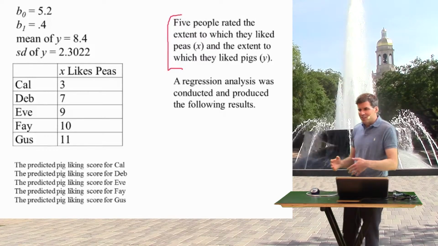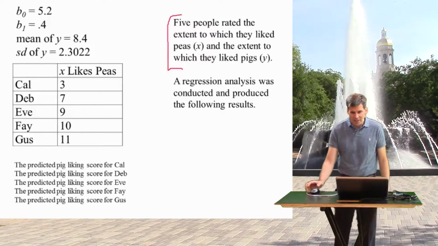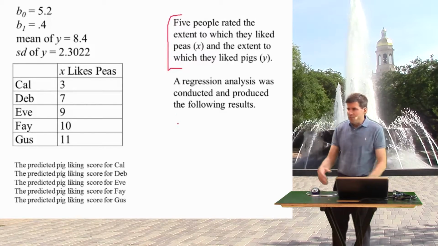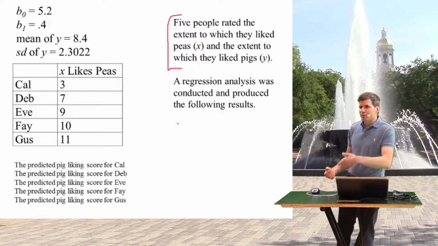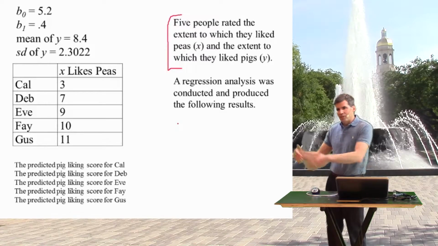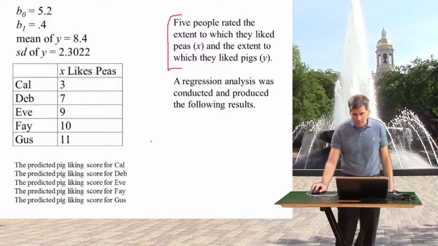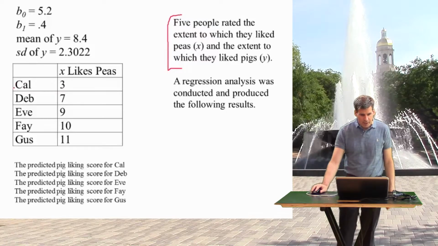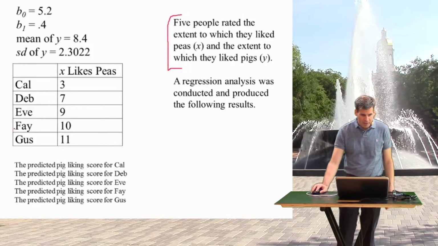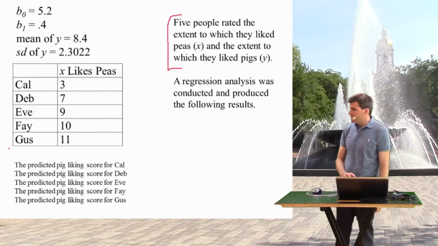But to what extent is liking peas related to liking pigs? Peas is X and pigs is Y. And so maybe I have a study and I give people a questionnaire. Maybe one questionnaire measures how much you like peas, and I have another scale that measures how much you like pigs, and I get scores for both. And say I do the study, and I have just a very small sample. I have 5 people. I have Cal, Deb, Eve, Fave, and Gus. I have just 5 people in my data set.